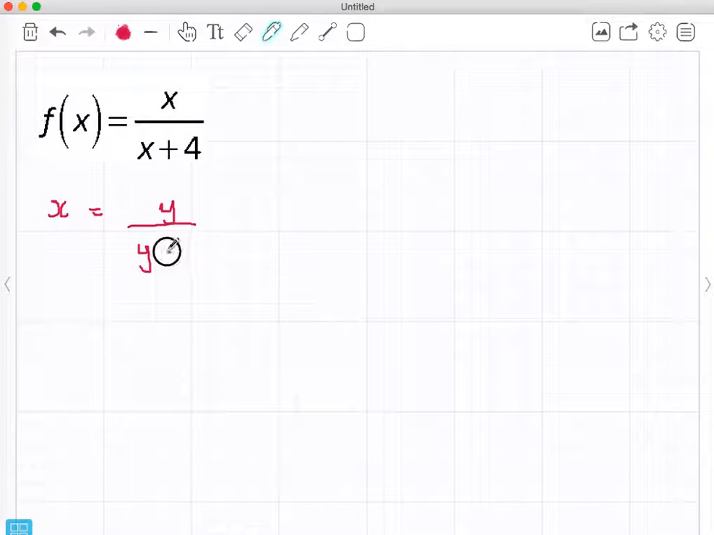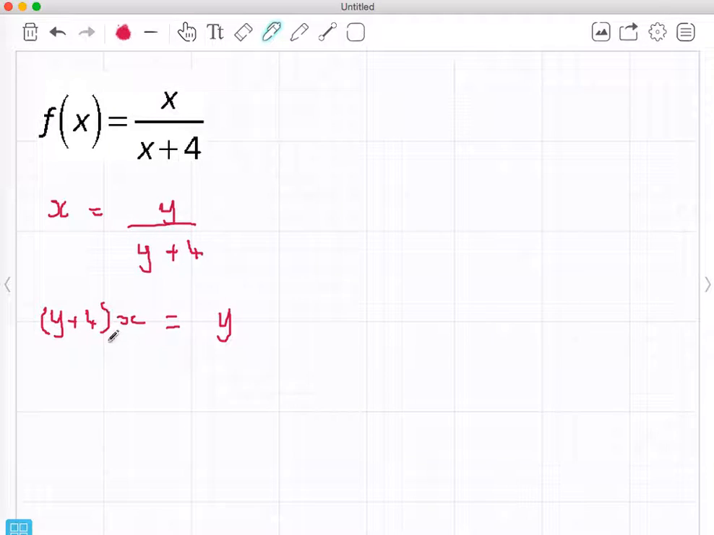and y plus 4 on the bottom. Now I want to make y the subject of the equation. So I'm going to multiply both sides by the denominator of this fraction here, so it becomes y plus 4, now that's in a bracket, multiplied by x, and I'm left with y on this side. Remember the object is to make y the subject.